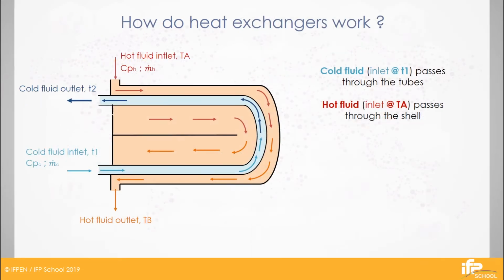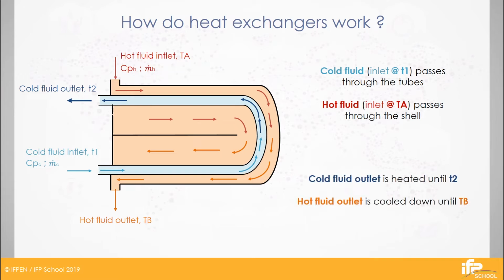The cold stream enters at a temperature T1, and the hot stream enters at a temperature TA. The tube, here in blue, is filled with the cold fluid, and the shell, in red, with the hot one. During the circulation of both fluids into the exchanger, there is transfer of heat from hot fluid to cold one. At the outlet, the cold fluid is hotter and the hot fluid is colder.